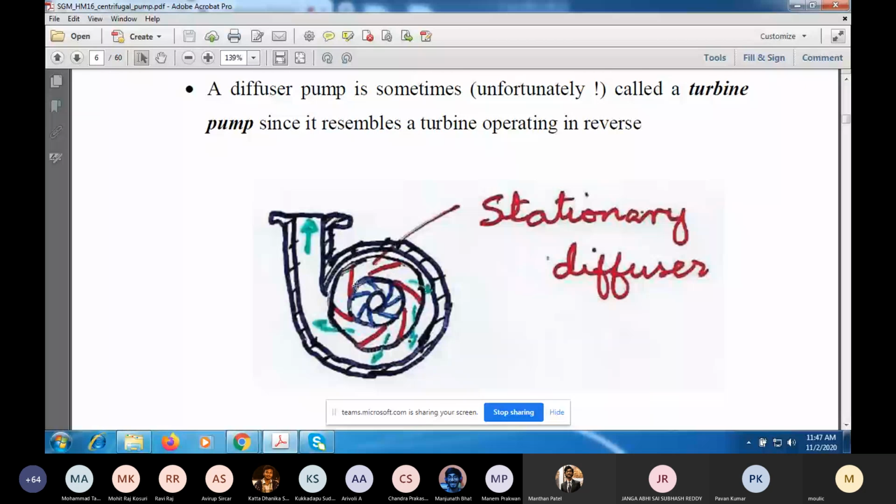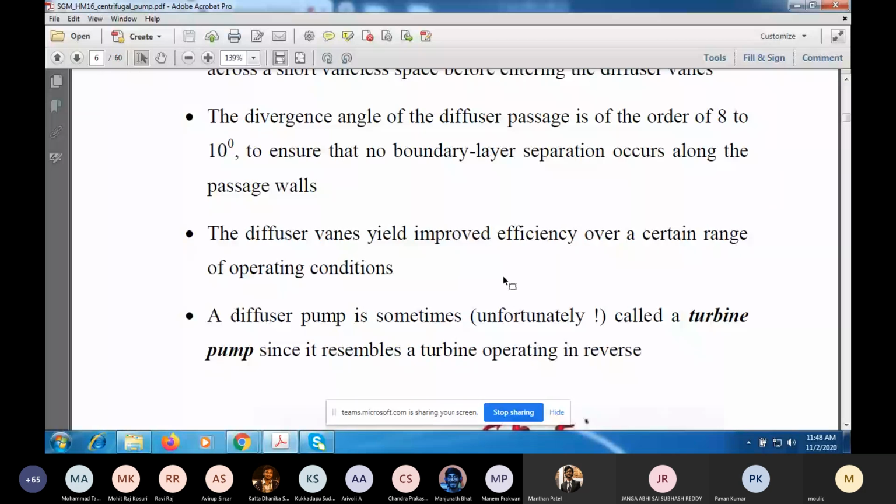So the liquid after it comes out of the impeller will first move through this diverging passage and then into the volute. So when it is moving through this diverging passage, again the velocity will reduce compared to what it was at the exit of the impeller. And when the fluid velocity reduces, its kinetic energy reduces, and hence the pressure will increase. So the outlet pressure for this kind of pump which has a stationary diffuser will be more than in the case of a volute pump.